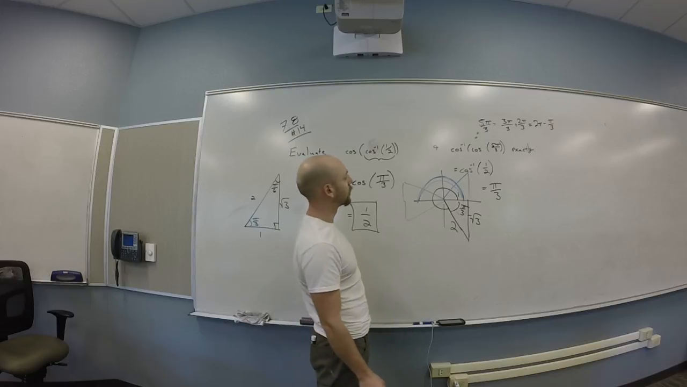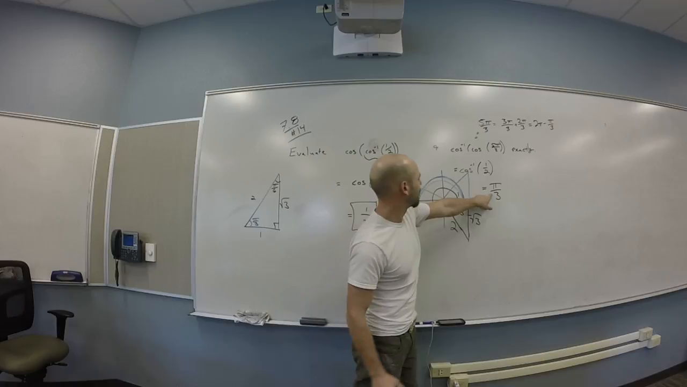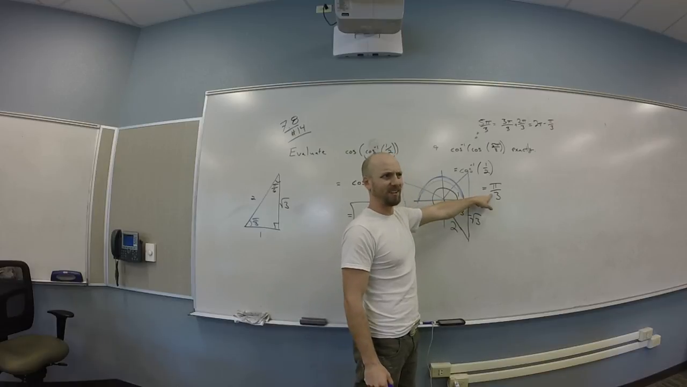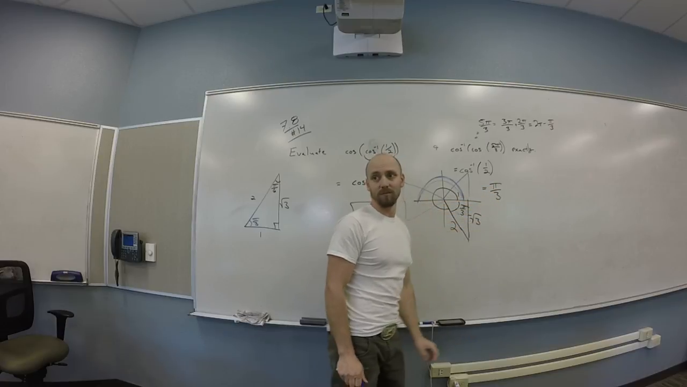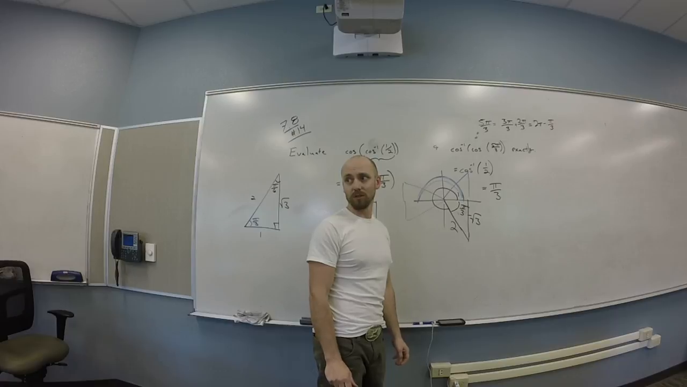Okay. So this thing is a bit bizarre, right? That should just remind us that cosine and cosine inverse aren't actually unfunctions. Good? Cool? Questions?